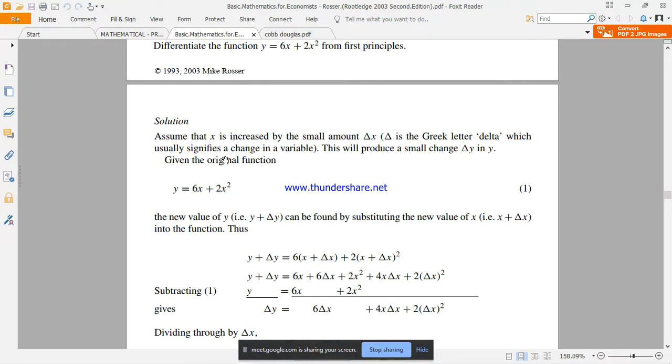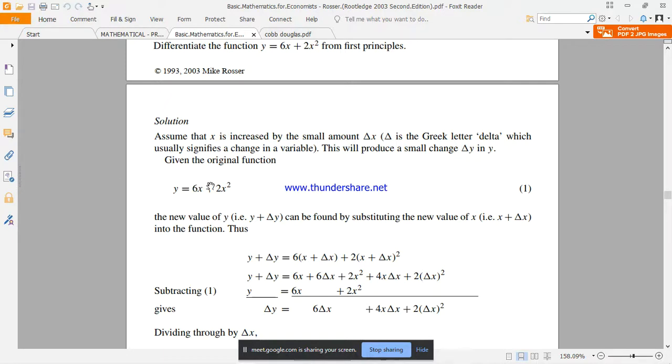So now we are making an assumption that x is increased by a very small amount, and this very small amount we are calling the change in x. So this is just delta, a Greek letter which usually signifies a change in a variable. I believe we know these things. So x is changing, but by a very small amount, maybe a point, something very minute. This will produce a small change in y, and that change in y is represented by delta y.